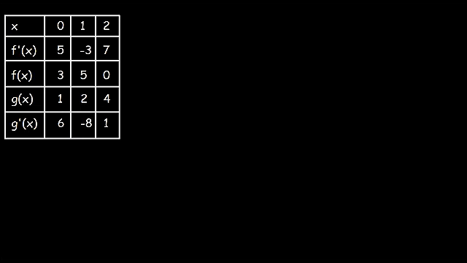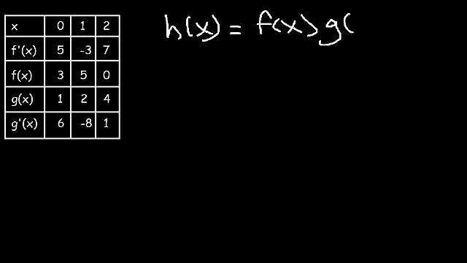Consider the data table that we have on the upper left side. Now let's say h of x is the product of f of x and g of x. Using the table, calculate h prime of 2. So how would you do it? Well, first you want to find out what h prime of x is. You want to write an equation for it.